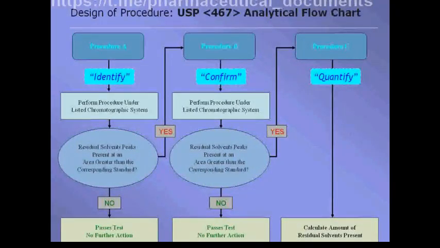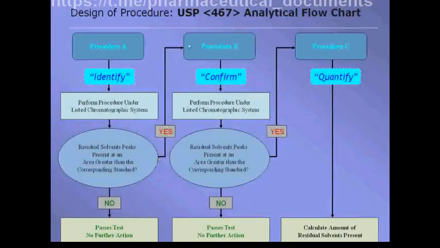So we perform everything listed in procedure A, all those analytical definitions. If we have any solvent peaks present at an area count greater than the corresponding standard, so if the peak retention time matches up and it's above the limit of our standard, we then move forward into procedure B. If not, we pass the test and no further action needs to be done.